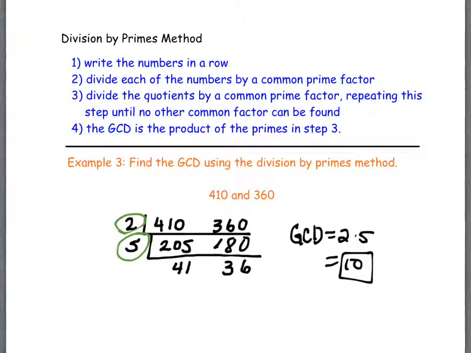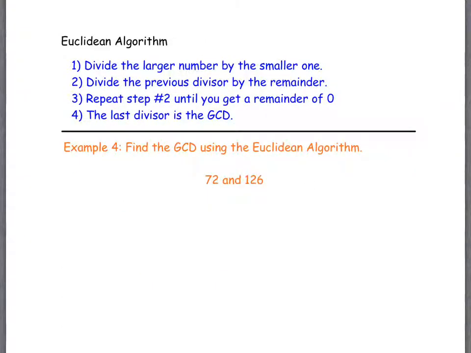All right, one more. I think there's one more. Next one is called the Euclidean algorithm. This one is the least like the others. This one's the most different. The way that you do this one is you divide the larger number by the smaller one, and you get a remainder. And you use that remainder to continue this division process. So let me show you.